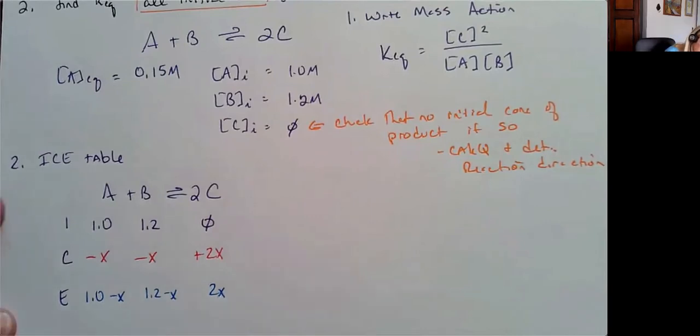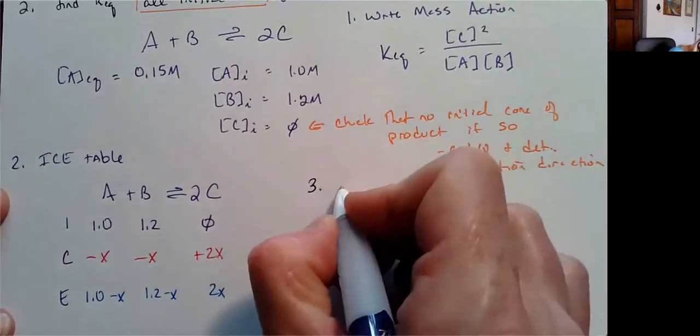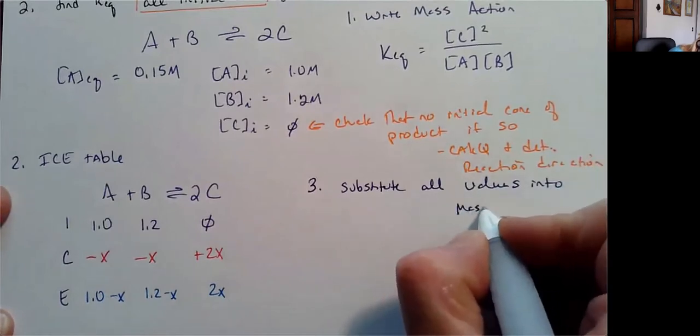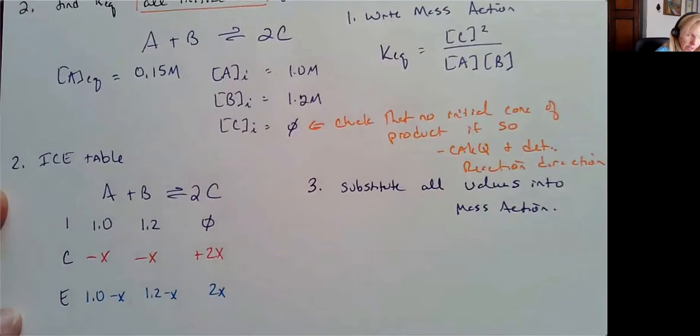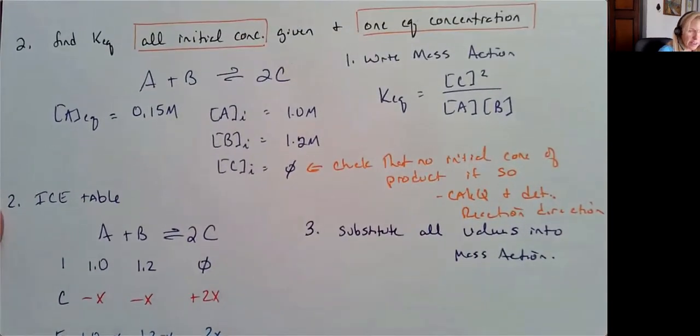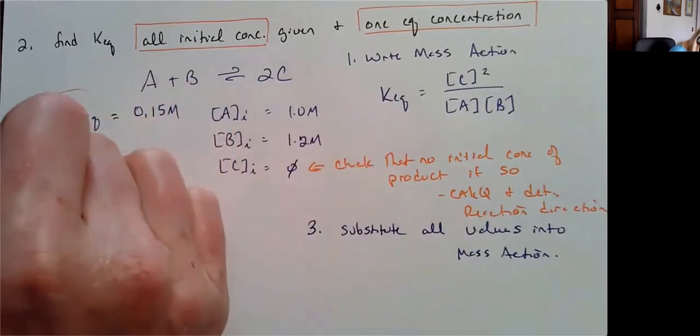So the second step was to write an ICE table. Third, substitute all my values into my mass action. And before I do that, I'm going to calculate x. And I can calculate x because I have this little gem right here.